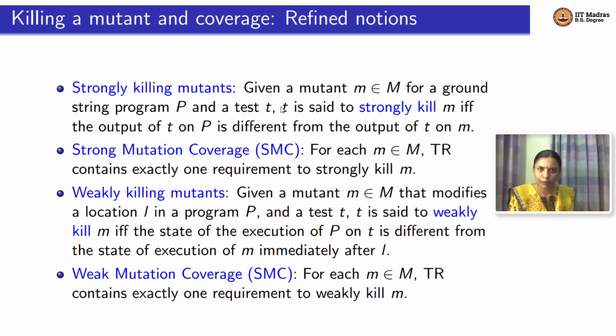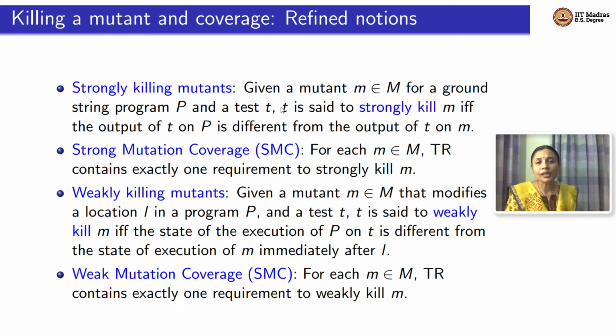That is, you take a program, the ground string, make one change by applying a mutation operator, get a mutant, write a test case, execute the ground string on the test case, and execute the mutant on the test case. If the output produced is different, then you say the mutant is strongly killed. Strong mutation coverage says write a test requirement to strongly kill every single mutant that you produce.